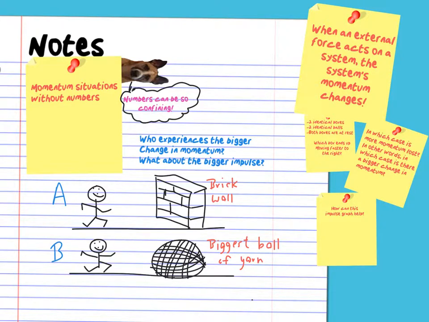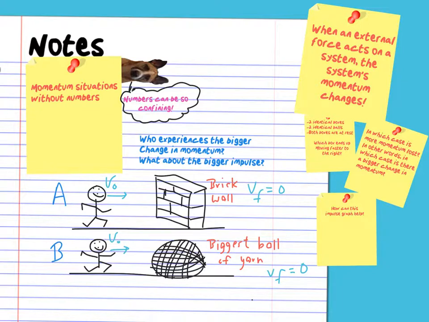And they are each moving at V0. And when something stops something, after the collision, if the person is stopped, then we know the final velocity is 0 in both cases.